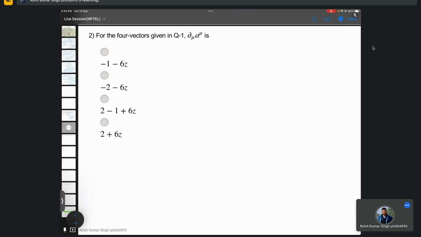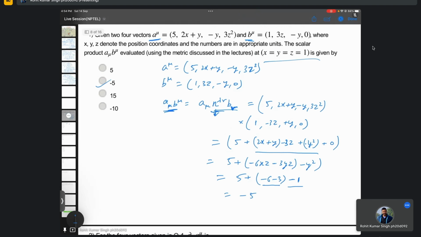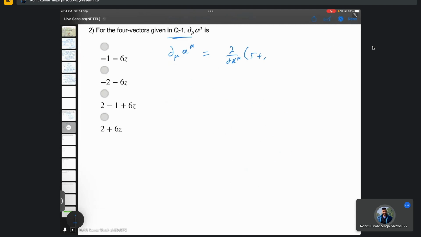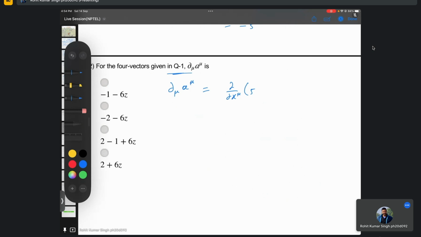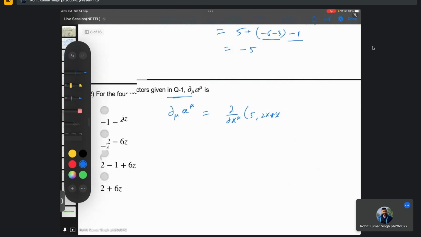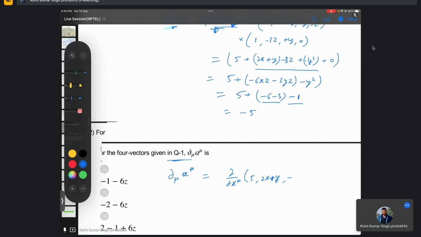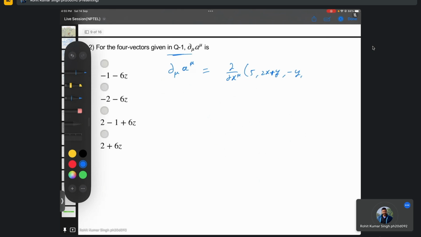Now again, for the four vector given in the previous problem, we have to find the gradient del mu A. Now we know that this is the same as, and A mu is given here: 5 plus, oh sorry, minus 5 and 3z square. Okay.